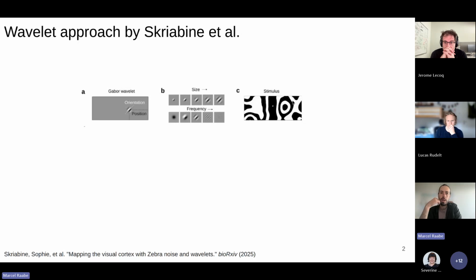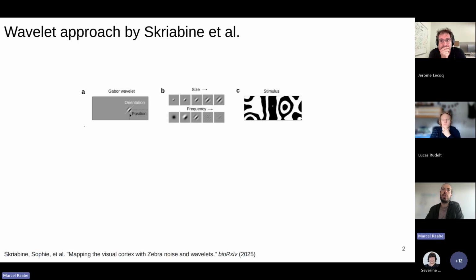We know that in mammals, typically the receptive fields are shaped like Gabor wavelets. So what we can do is break down this stimulus into this Gabor feature space, so to say. We define a whole library of different Gabor wavelets, and these wavelets have different properties. They have a position, so an XY position on the screen.